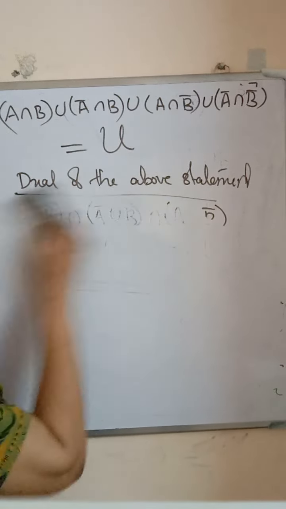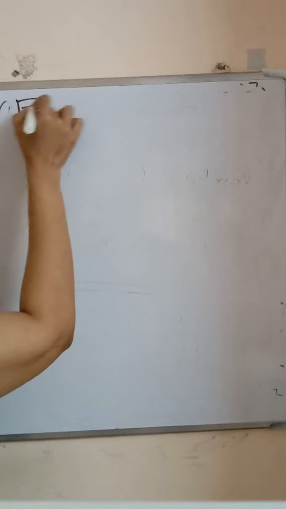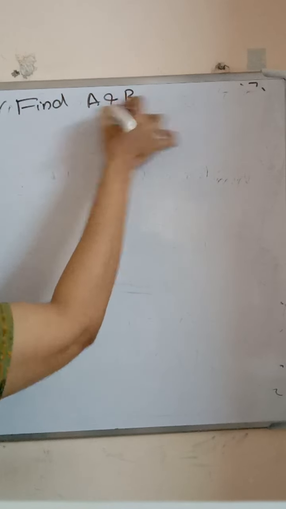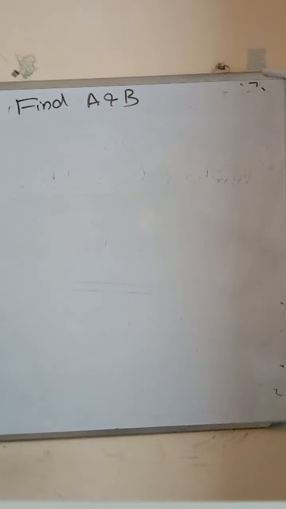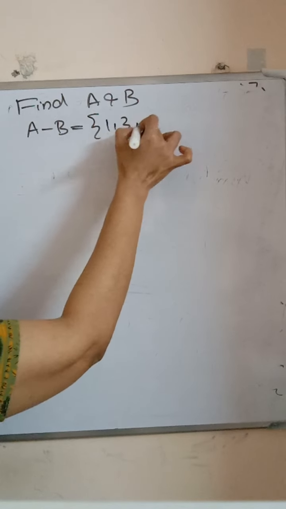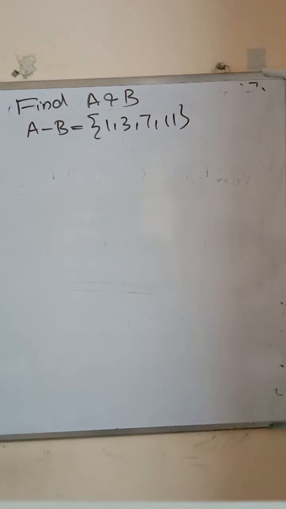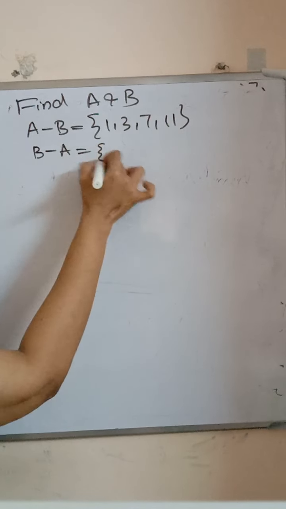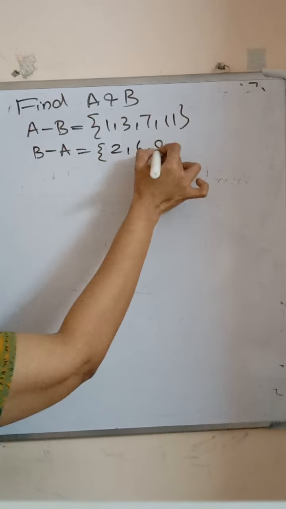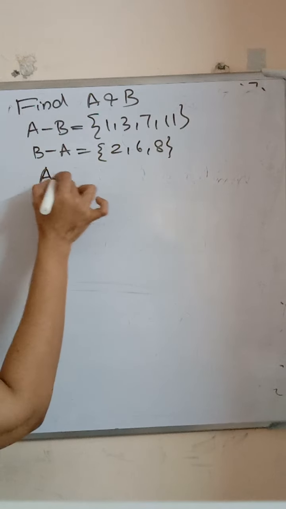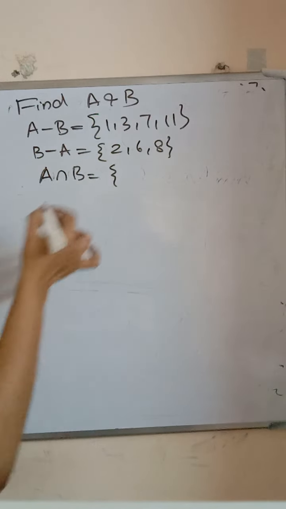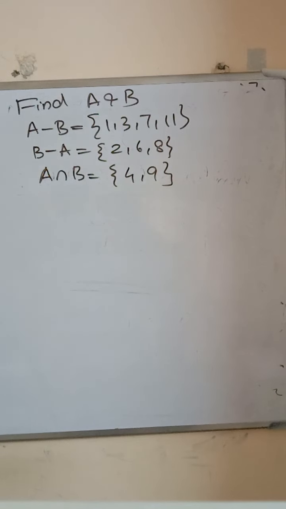Now consider another problem. Find sets A and B if A difference B equals the set 1, 3, 7, 11, and B difference A is equal to the set 2, 6, 8, and A intersection B is equal to the set 4, 9. Then how can we find A and B from this?